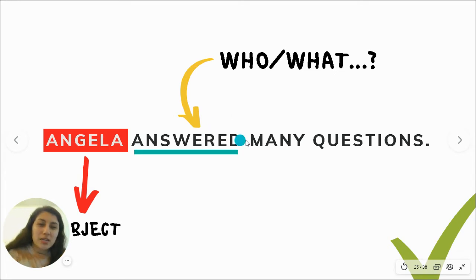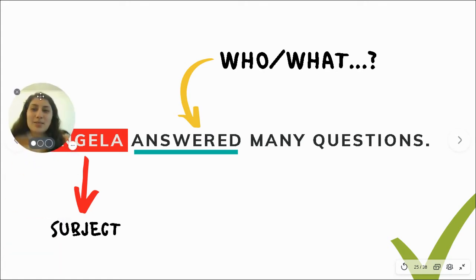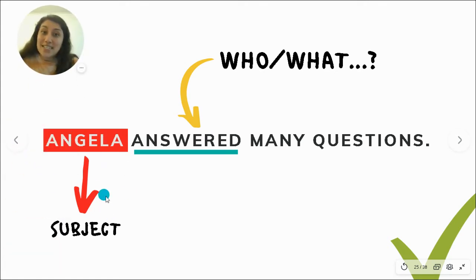Who or what answered many questions? And the answer is Angela, right? So there is the subject of this sentence. This is very, very simple. This one, okay? And in this case, the subject, as you can see, is a noun.